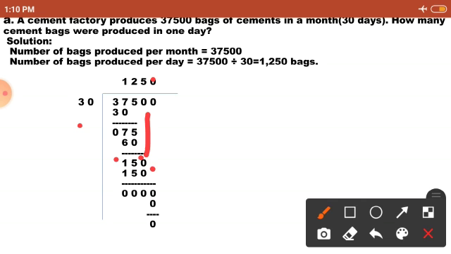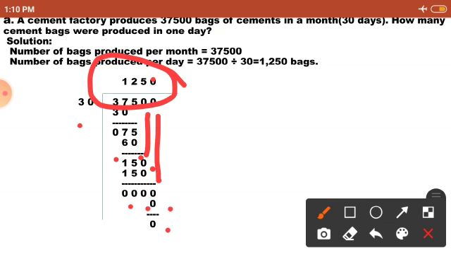150. So subtract this, 0 minus 0, you will get 0. And 5 minus 5, you will get 0. 1 minus 1, you will get 0. Take the next number, that is 0. 30 is what? 0. 0 minus 0, you will get 0. So what's the quotient? 1250.